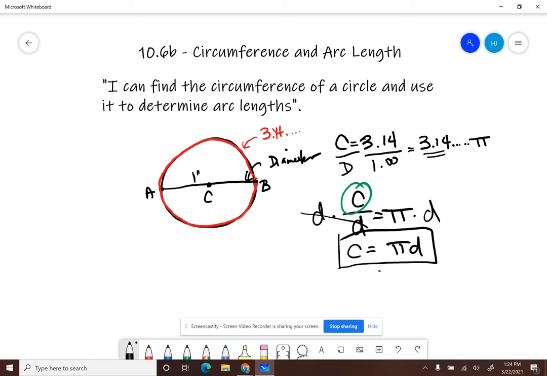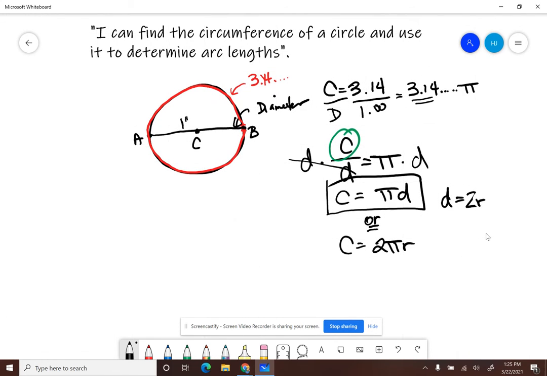Now, we could expand on that definition a little bit because we understand that the diameter equals twice the radius, 2 times the radius. The radius is half of the diameter. I'm sorry, I put 2 pi. If we take the radius and multiply it times 2, then it will give us the diameter. So another way to write this is circumference equals 2 pi r. 2 times r times pi. These are two different ways that we can state the circumference of a circle.